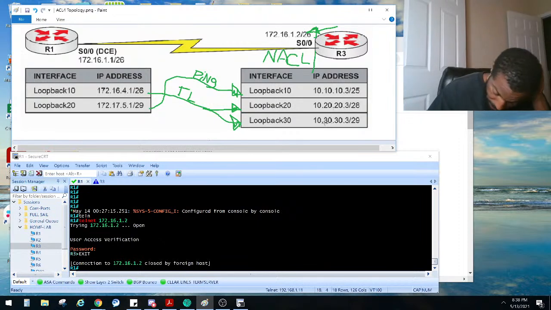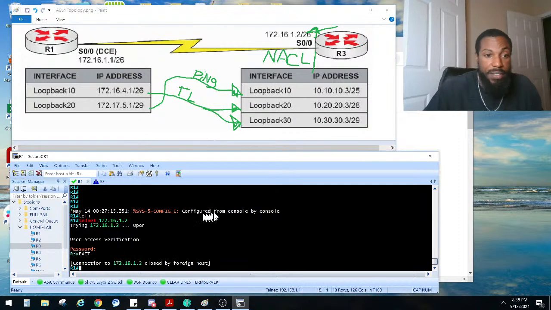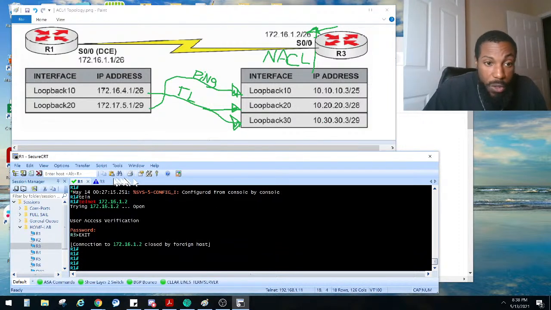Yeah, so let's go ahead and do that. Configure the numbered ACL. Y'all know how to do that, right? If not, just follow along. We said we got to do it on router 3.